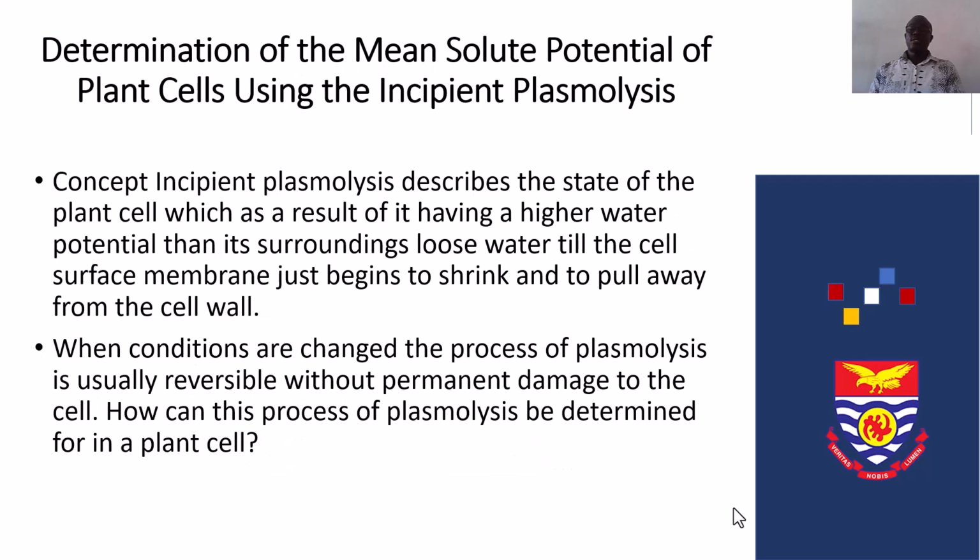Determination of the mean solute potential of plant cells using incipient plasmolysis. The concept of incipient plasmolysis describes the state of the plant cell which, as a result of it having a higher water potential than its surrounding, loses water till the cell surface membrane just begins to shrink and to pull away from the cell wall. When conditions are changed, the process of plasmolysis is usually reversible without permanent damage to the cell. How can this process of plasmolysis be determined in a plant cell?